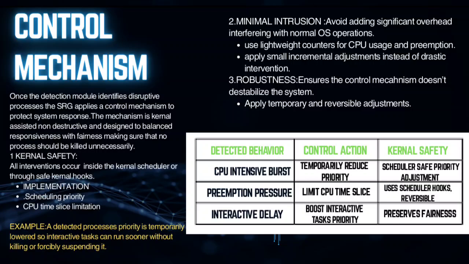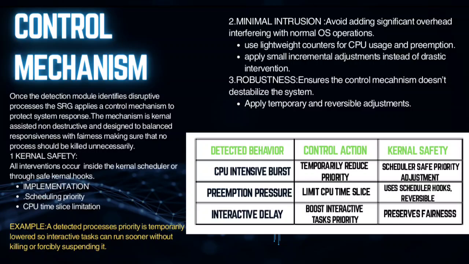And the third one is robustness. It ensures the control mechanism does not destabilize the system, applying temporary and reversible adjustments. And here we have one table showing detected behavior, control action, and kernel safety. We can see the differences across the three simultaneously.